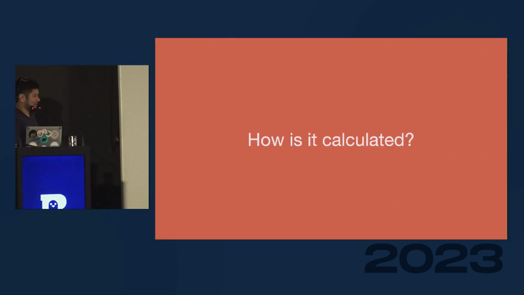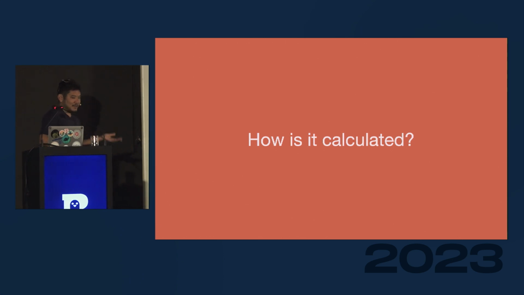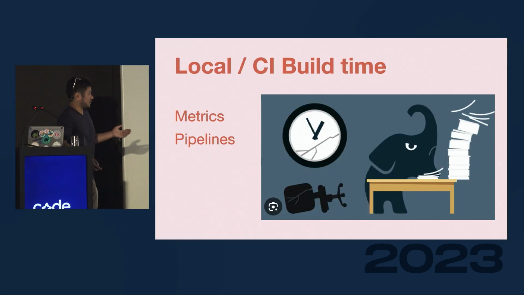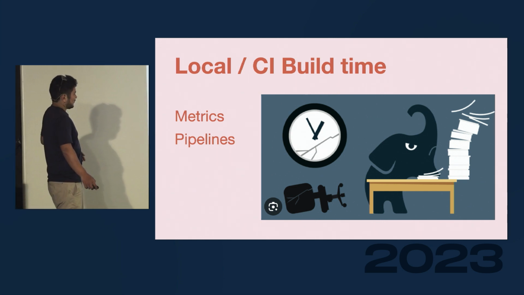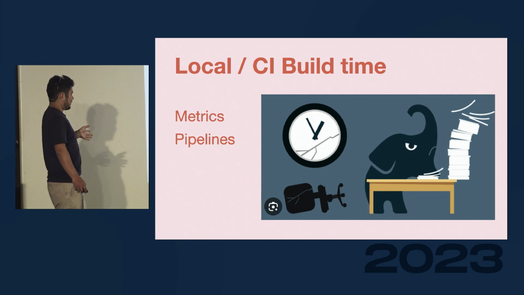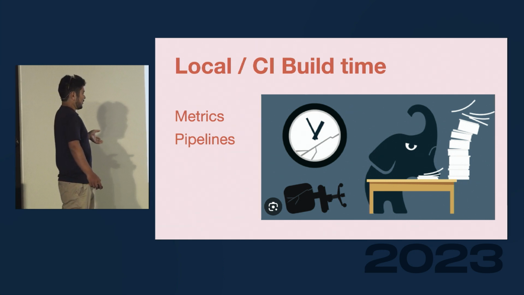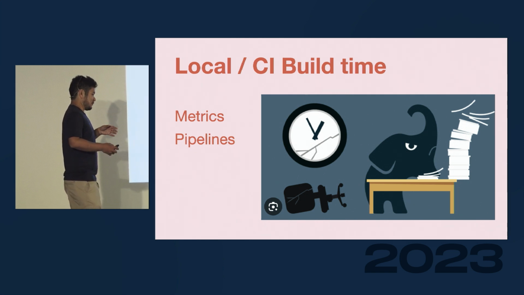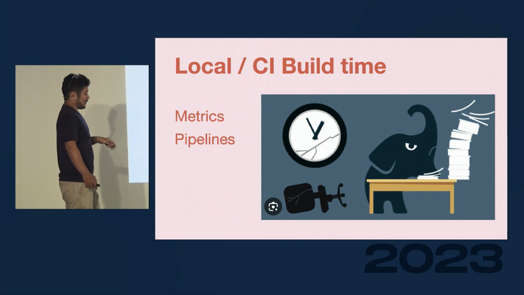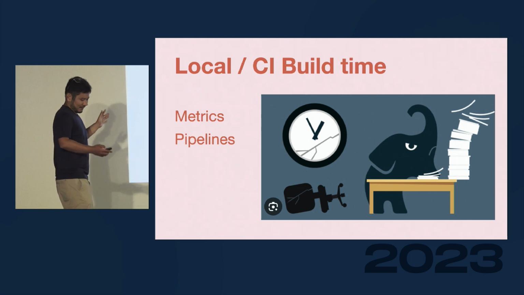And how is this calculated? What kind of information do we use? So I mentioned before, we use local and CI build time. In the case of local build time, we use a metric which is calculated by counting the number of builds that last more than 10 minutes. So 10 minutes is a number that we just came up with. It's very arbitrary. Basically, we said any time that builds are more than 10 minutes is a really bad experience. So we want to get a sense of how many of those are happening.